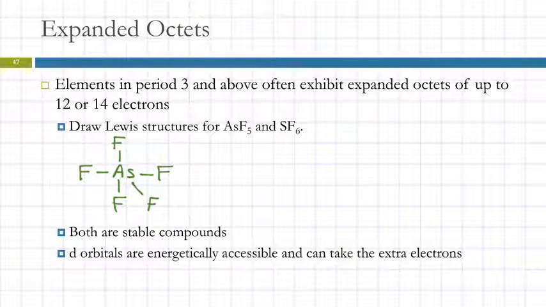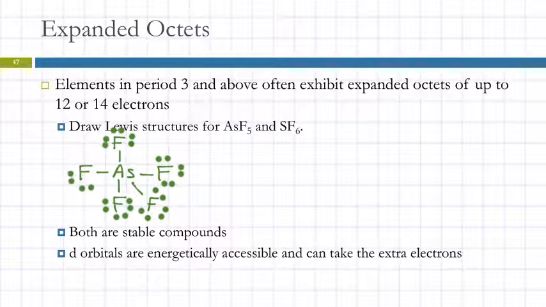5 fluorines times 7 is 35. How many does arsenic have? 5. So 35 and 5 is 40 electrons. We've got 2, 4, 6, 8, 10 in here already. 12, 14, 16. Oops. 10, 12, 14, 16. 18, 20, 22, 24, 26, 28, 30, 32, 34, 36, 38, 40.